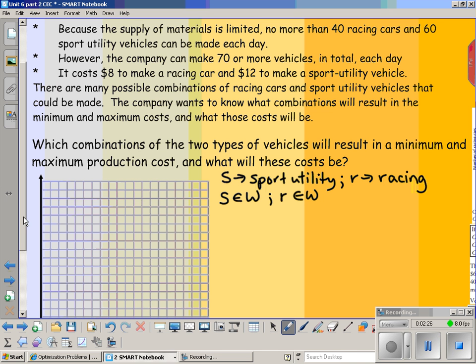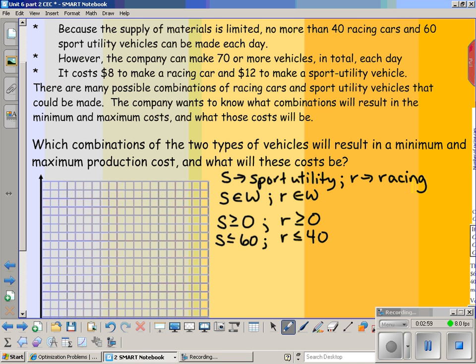The next thing we want to do is look at our constraints. So we have to look at what it tells us in the question. Well, we know that these have to be greater than or equal to 0 because they are whole numbers. We also know that they can only make up to 40 racing cars. So racing cars has to be less than or equal to 40. And the sport utility has to be less than or equal to 60.